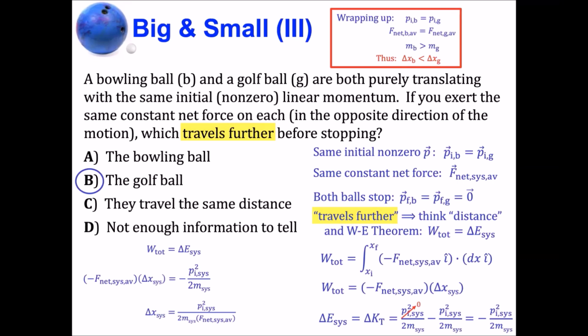And that might sound counterintuitive to what we got in the big and small problem number 2, where we found out that both balls required the same amount of time before they came to a stop. But the effects of forces over time and the effects of forces over displacements or distances are two totally different physical effects, and those are wrapped up in both our impulse momentum theorem and our work energy theorem. So we're going to find out that both the golf ball and the bowling ball take the same amount of time to come to a stop under these conditions, but the golf ball travels a further distance over that time.